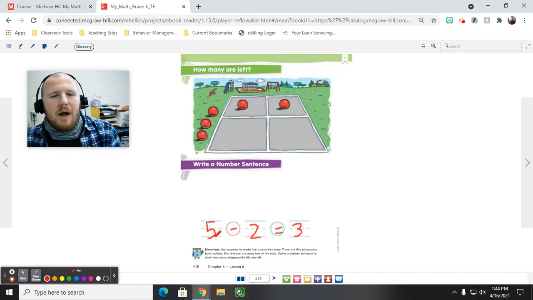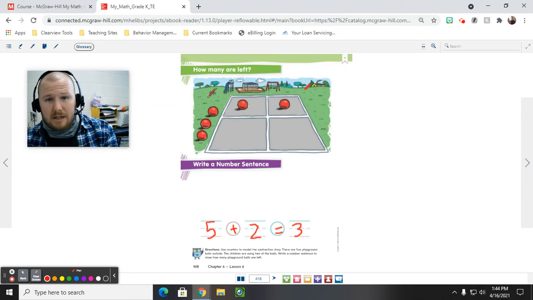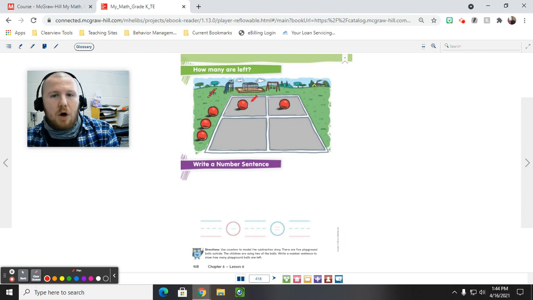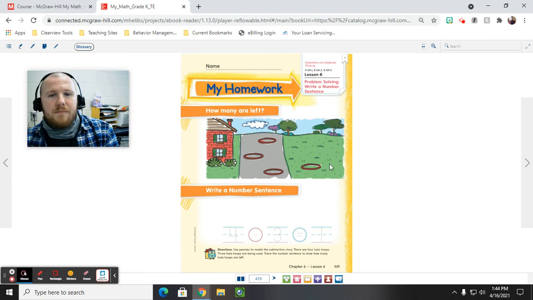Now, what would happen if I put a plus sign, like there were 5 balls and there were 2 more? Then we would have 5, 6, 7. But are there 7 balls in the story? No. So that's why we don't use a plus sign. We use the minus sign to show that some are moving away and we need to see how many are left. It's very important that we're using the right symbols as well.